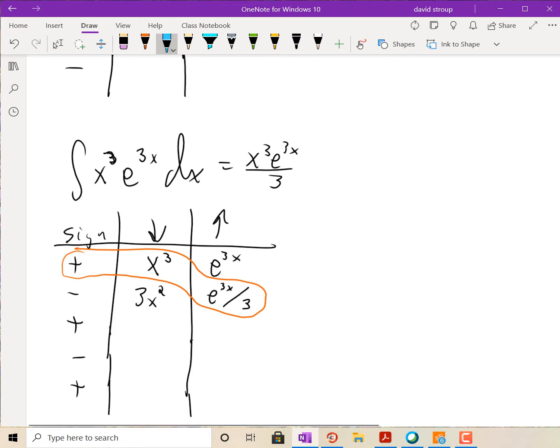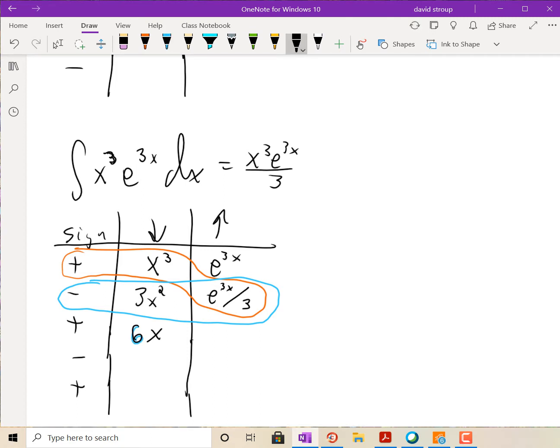And then you ask yourself if you can integrate this thing. And no, I cannot. So you'll go down to the next row. Okay, differentiating, I get 6x. Integrating this part, e to the 3x over 9. And then you immediately write down this thing. Okay, so there's a minus. And we have 3 over 9, which should be 1 over 3, x squared e to the 3x over 3.